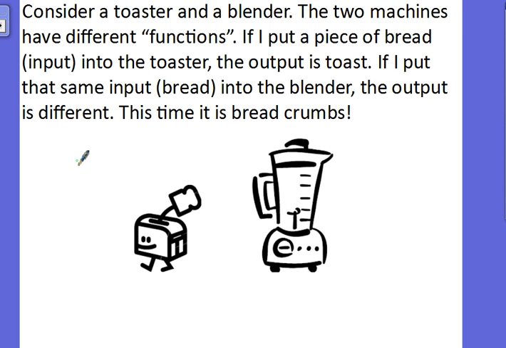So if I put an input, which is my domain, into the toaster, because of its rule, its function, it's going to give me an output of toast. If I put the same input, the same domain value, into the blender, because it has a different function, a different rule, this output is going to be different.